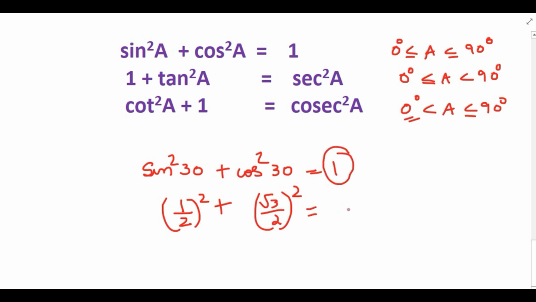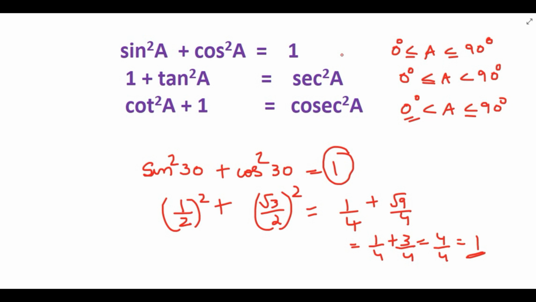So 1 by 2 the whole square is 1 by 4. Root 3 by 2 the whole square is 3 by 4. So 1 by 4 plus 3 by 4, 4 by 4. So the answer is 1. So we got the right side. Like that, if you substitute any value for A, in the first case you can substitute any value between 0 and 90, including 0 and 90, it will hold true. Sin square A plus cos square A equal to 1. So you can also try this by substituting the values 45, 60, etc.